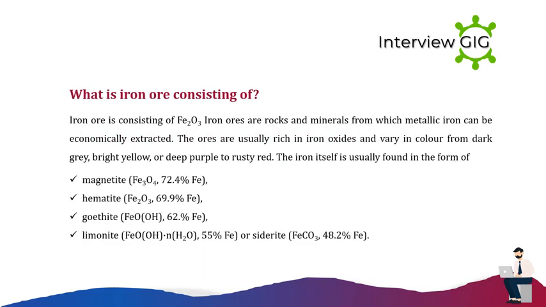What is iron ore consisting of? Iron ore consists of iron(III) oxide. Iron ores are rocks and minerals from which metallic iron can be economically extracted. The ores are usually rich in iron oxides and vary in color from dark gray, bright yellow, or deep purple to rusty red. The iron itself is usually found in the form of magnetite, Fe3O4, 72.4% Fe; hematite, iron(III) oxide, 69.9% Fe; goethite, FeO(OH), 62% Fe; limonite, FeO(OH)·nH2O, 55% Fe; or siderite, iron(II) carbonate, 48.2% Fe.